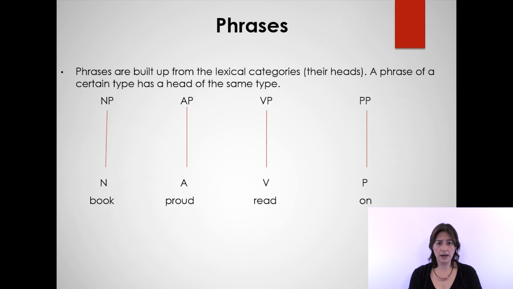So book is a noun, the head of a noun phrase. The adjective proud heads an adjective phrase. The verb read is the head of its verb phrase, and on, as a preposition, gives name to its own prepositional phrase. Now, heads are not the only elements within phrases.